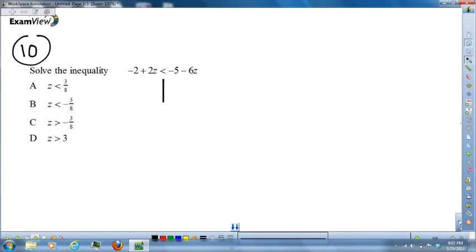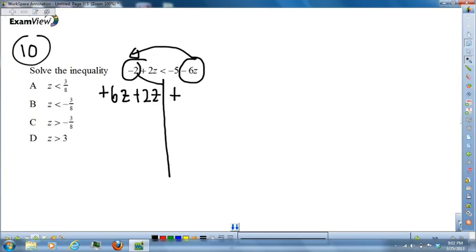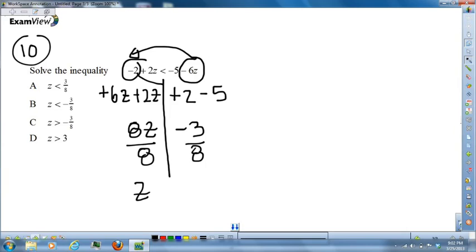For number 10, you're going to go ahead and solve. We're going to move the 6z to this side. Since it's negative, it becomes a positive. And we're going to move the -2 to the other side, and it becomes a positive. So 6 plus 2 is 8. 2 minus 5 is -3. Divide by 8. We didn't divide by a negative number, so we're not going to switch the inequality sign.